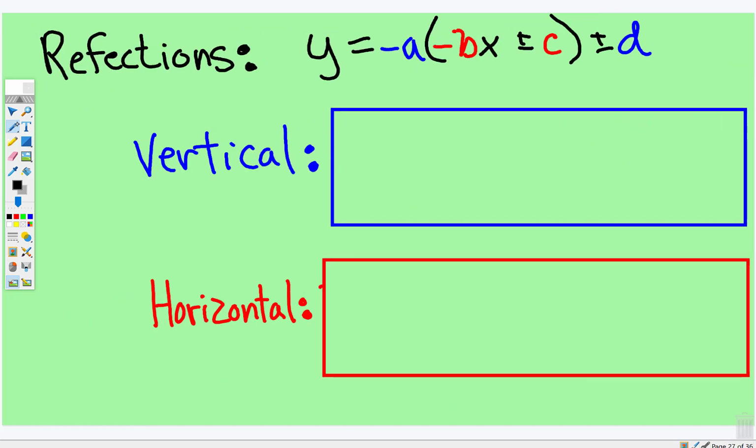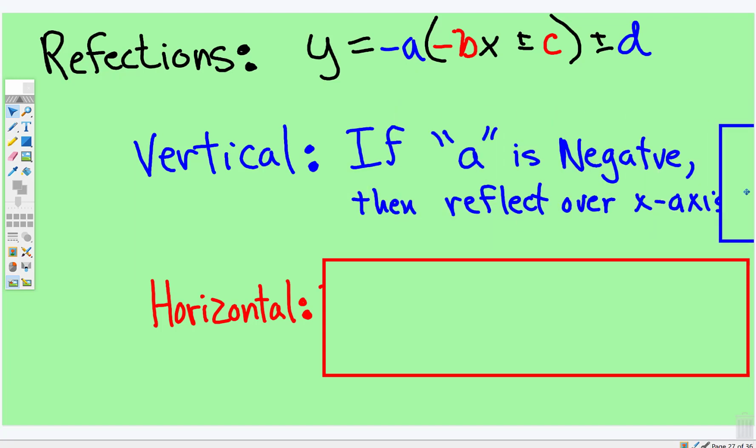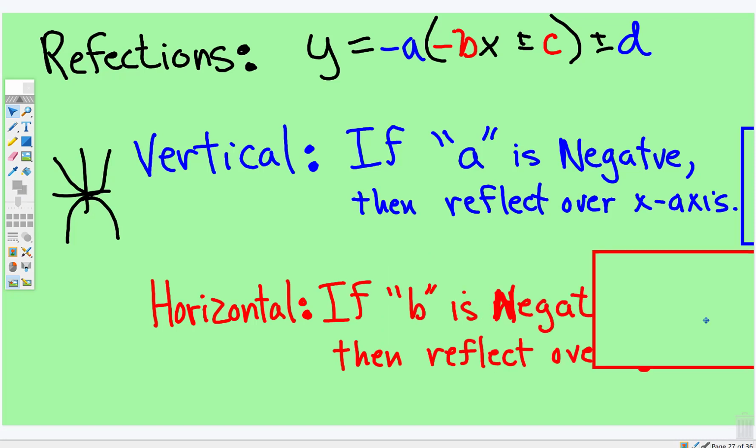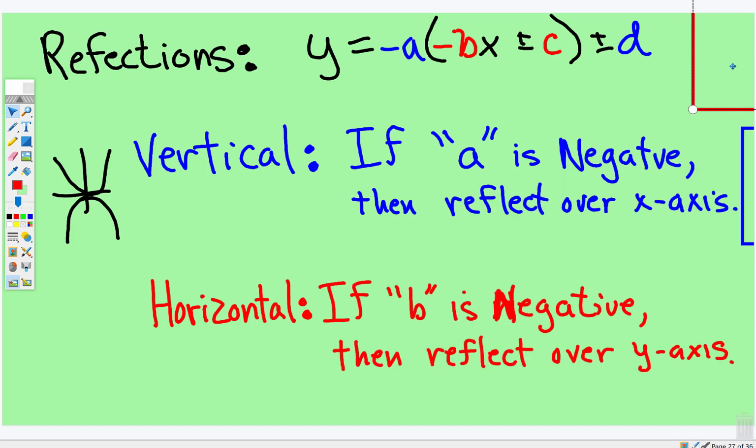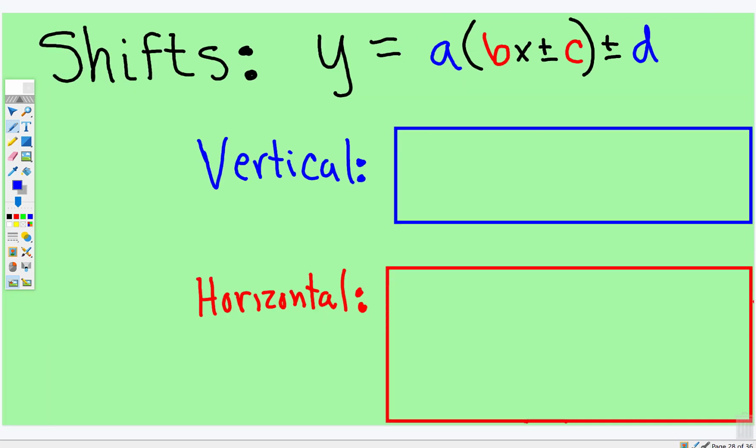All right, reflections, and I've already kind of explained that. If A is negative, then you're going to reflect over the x-axis. And if B is negative, you're going to take that and you're going to reflect that over the y-axis. And then finally, shifts.